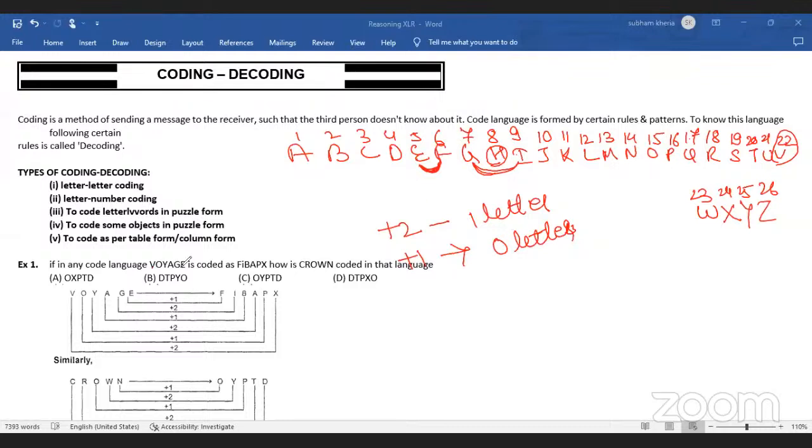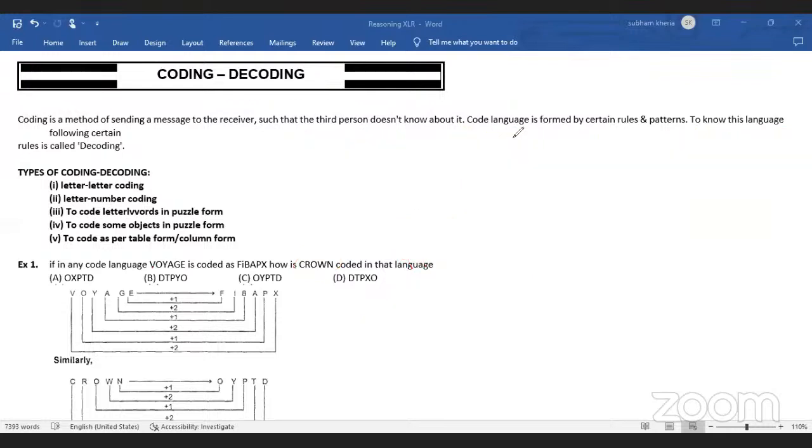In the meanwhile, and then if I see A is coded again as B, see, plus 1. So I get a pattern. The pattern is plus 2, plus 1, again plus 2, plus 1. And then I check for the other letters. So since I have found a definite pattern here, I'm going to use the same logic for the word crown. What is the pattern? First reverse the word, then use the logic plus 2, plus 1, plus 2, plus 1, and so on. I hope this is clear now.